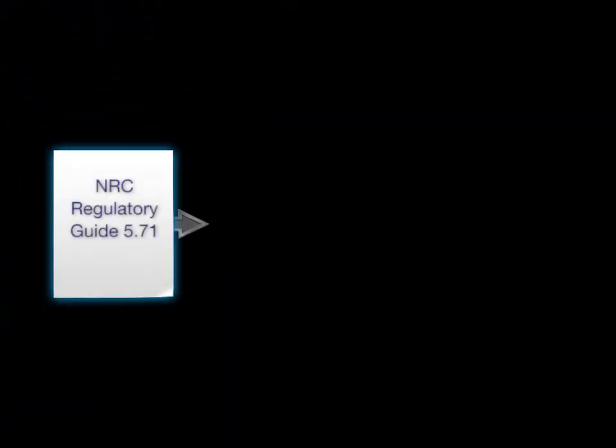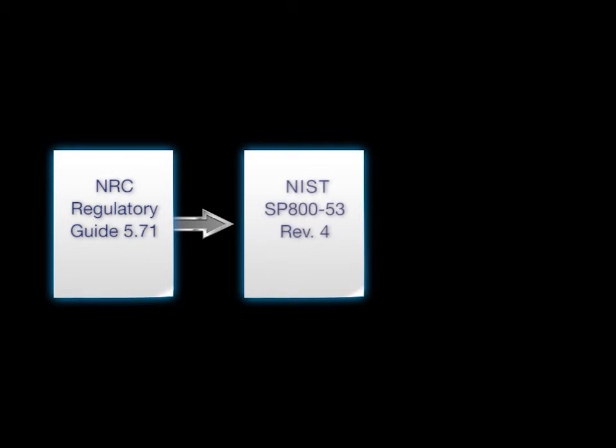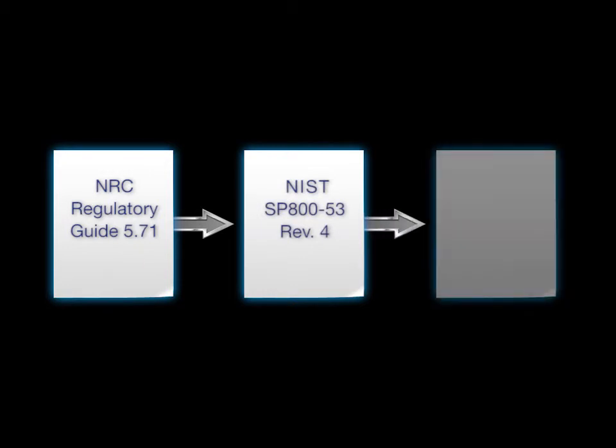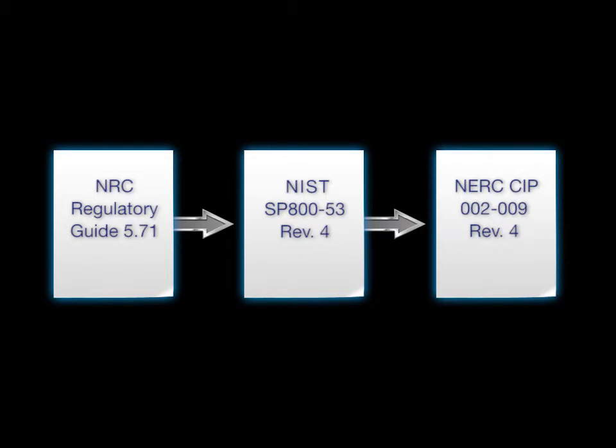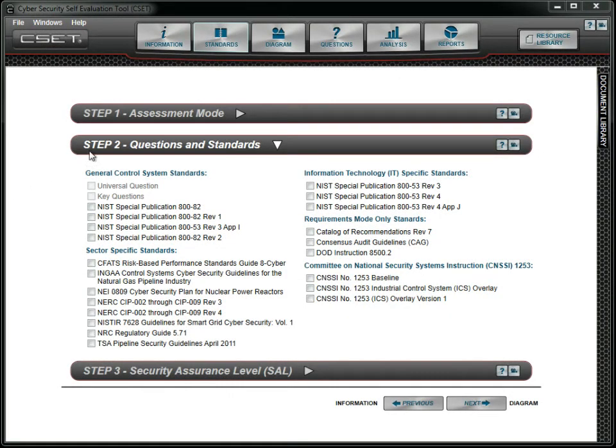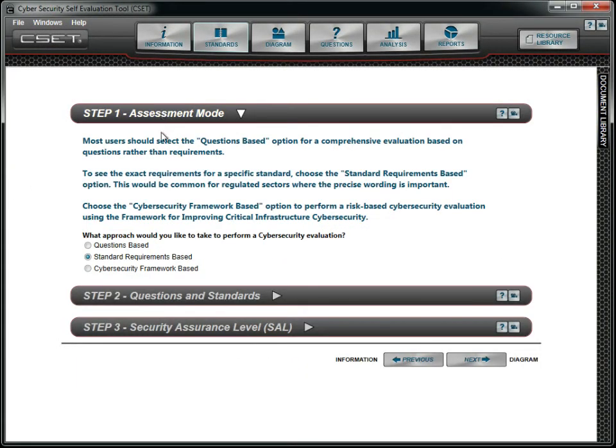Unlike the questions approach, the requirements approach will display each standard one after another with the wording taken exactly from the standard text. You must answer all the questions for each standard regardless of any overlap. The security assurance level will still apply on standards where it is used, such as the Catalog of Recommendations and NIST Special Publication 800-53. It is recommended that the questions mode and the universal questions be used for most assessments.